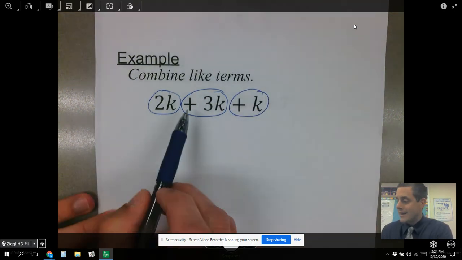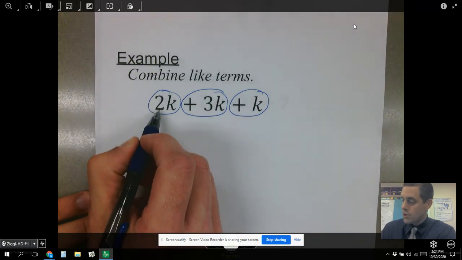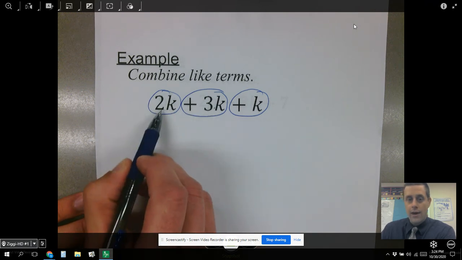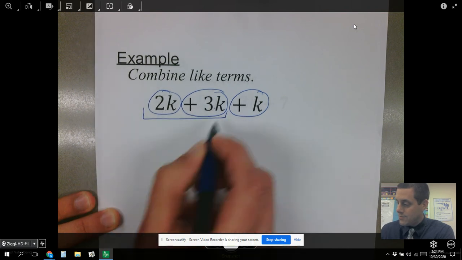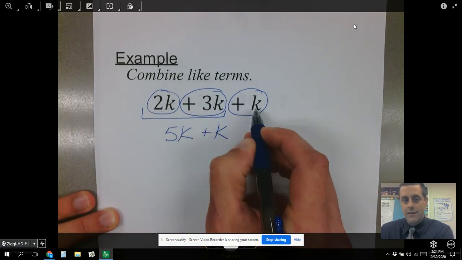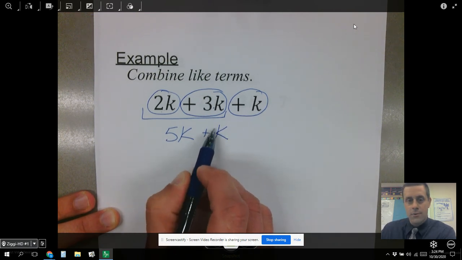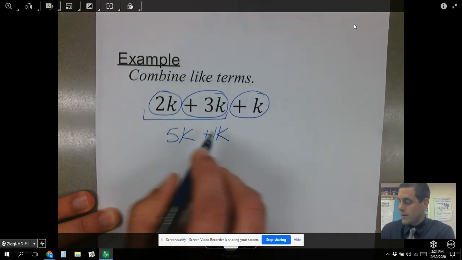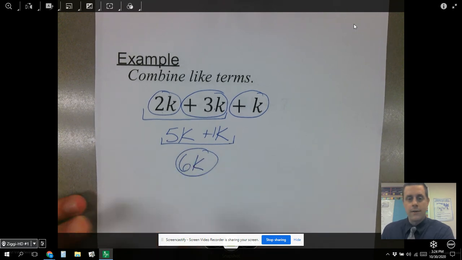Now I can go ahead and combine them using the operations that are in front of those terms. So 2k plus 3k. If I have 2k here and I add 3k to it, adding these two together is 5k. And now I'm going to add this other k to it. When you have a variable all by itself, there is an invisible coefficient of 1 right here. So k really means 1k, and 5k plus 1k gives us a simplified result of 6k.